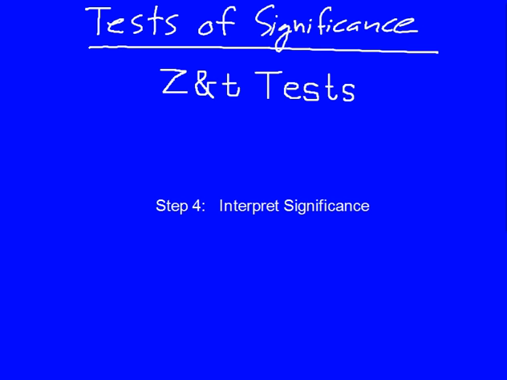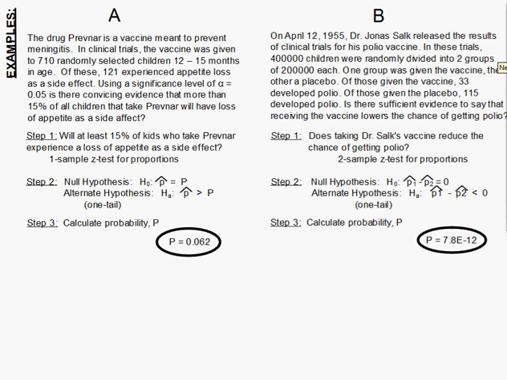We have reached the fourth and final stage in our z and t test method. So we have our two examples: question, hypotheses, we calculate the probability, and now we have to actually figure out what this all means. We have to interpret the significance.